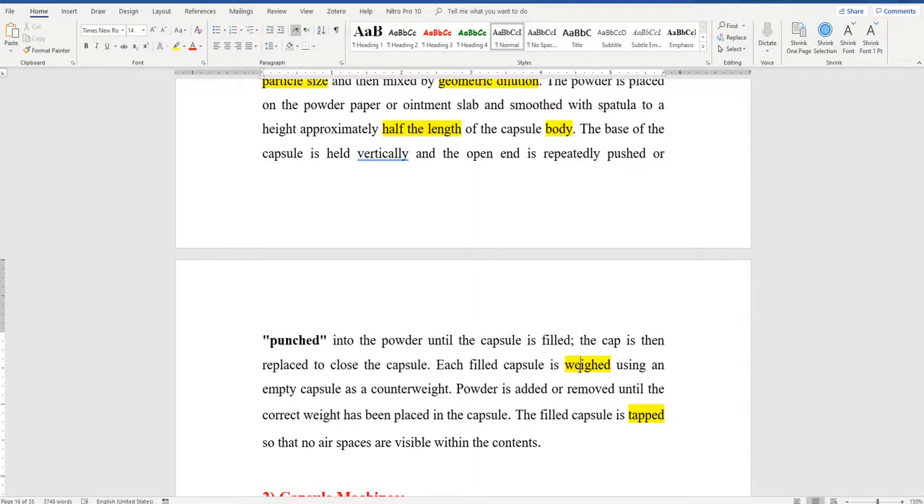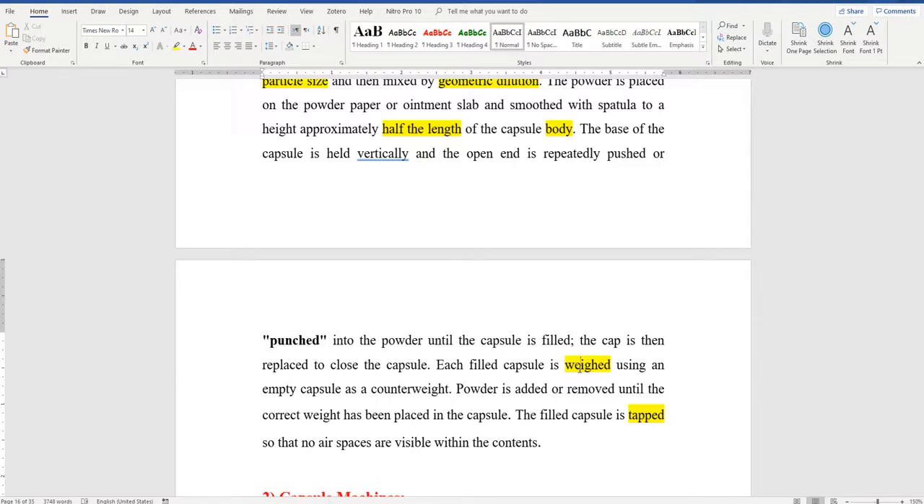Of course, the empty shell should be weighed initially while it's empty. Then you fill it with the powder using the punch method, so punch and twist. Then put back the cap in the pre-closed position and weigh the capsule again.